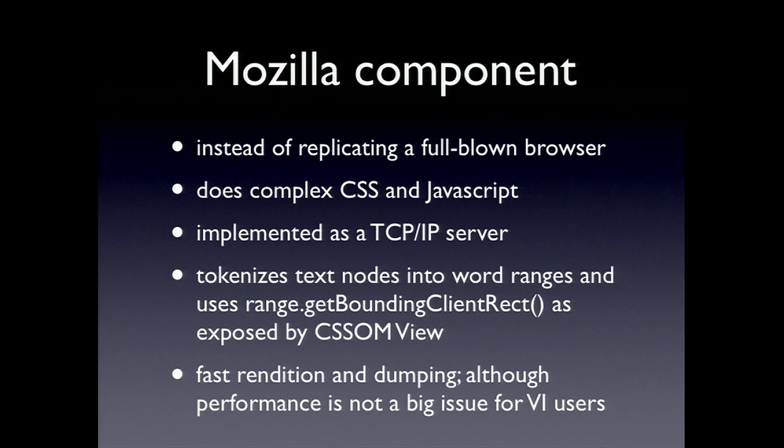We implemented this as a TCP/IP server, so basically as a web service that you can connect to, you supply a URL, and you get back a list of visual objects with all the basic properties. The visual objects are tokenized from the text nodes into word ranges by using the getBoundingClientRects method, which is now exposed by the CSS object model view. And this is the way we get the data.